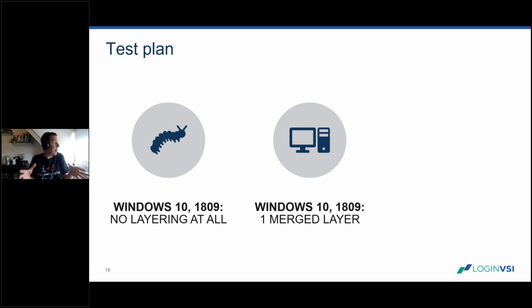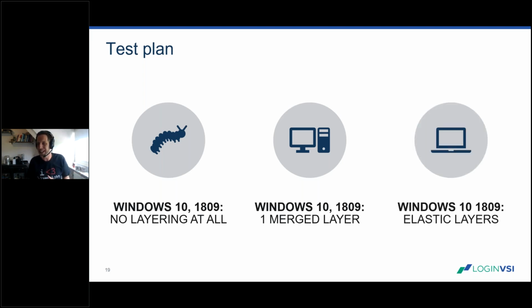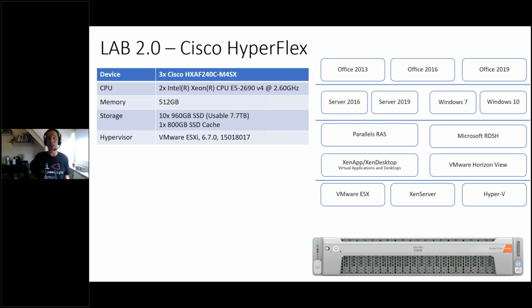So that's why you use a template. All of the layers are actually merged down, and you get your golden image. Lastly, I tested with elastic layers. Now, elastic layers are the flexible ones. I showed you, you can assign a user and it gets the application at logon. Of course, hypothetically, that's where I get the biggest performance impact, right? Because you get things at a penalty. You don't get anything for free when it comes to flexibility in IT.